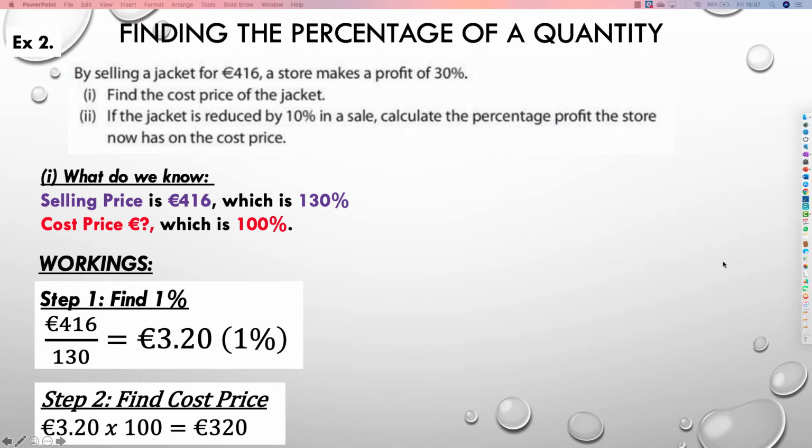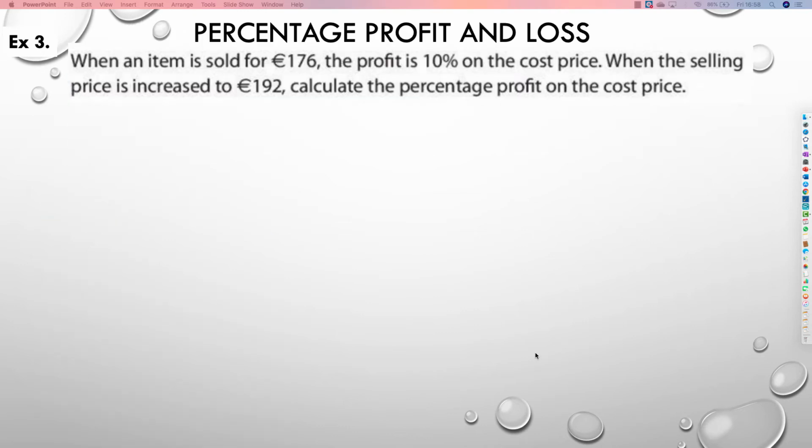Two seconds. Where is my notes now? Right. When an item is sold for €176, profit is 10% on the cost price. When the selling price is increased to €192, calculate the percentage profit on the cost price. Bit of working out to do here.